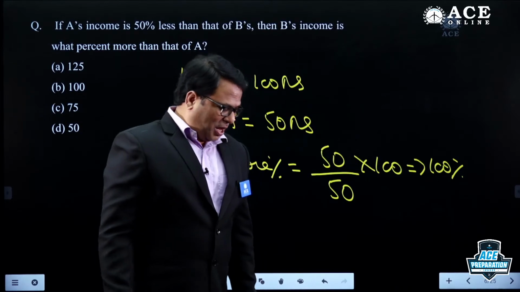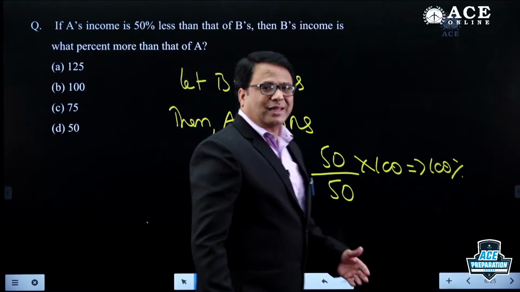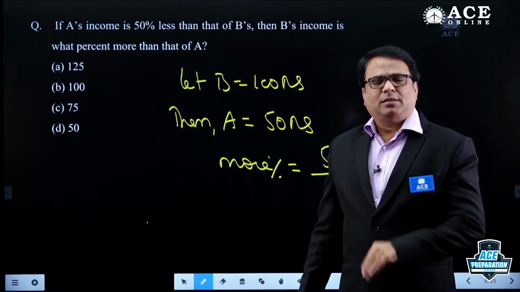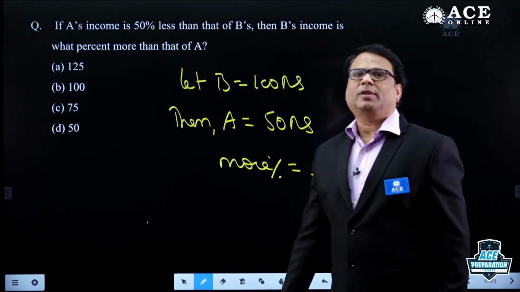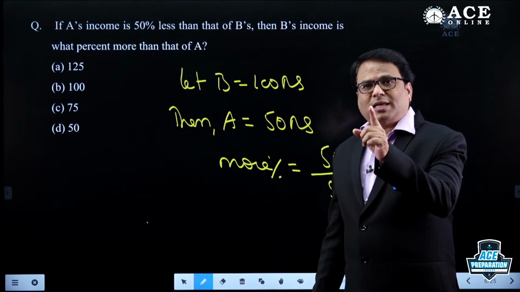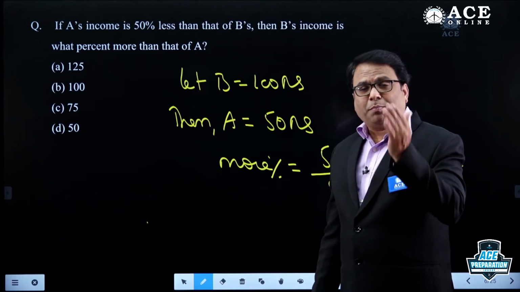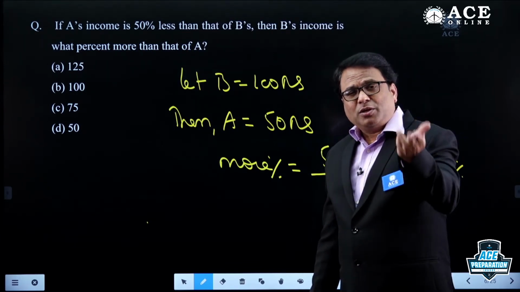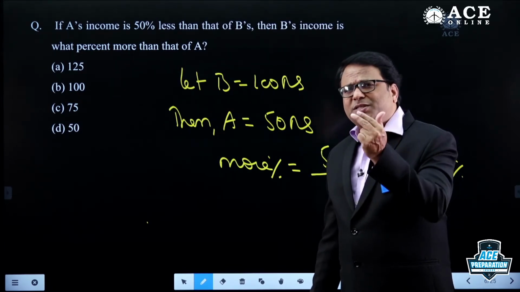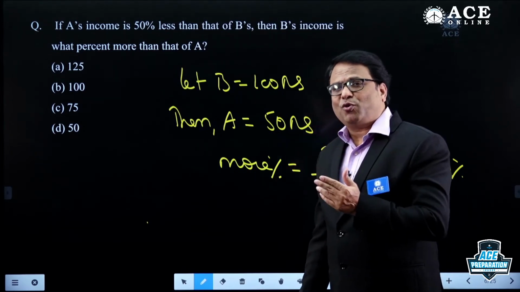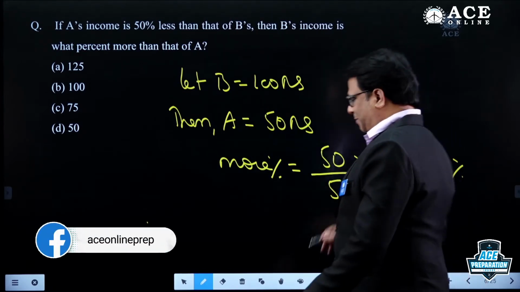Okay? Now, I also tell you why we cannot take the answer as 50%. I told you some of you will think that if A is 50% less, then B is 50% more. Now I tell you why you can't take that as the answer. A is 50% less than B. That means the comparison is done with B. Then in the next statement, B is what percent more than A. So in the second statement, the comparison is not with B, the comparison is done with A. And therefore, we cannot take the answer as 50%. So here the answer is 100%.